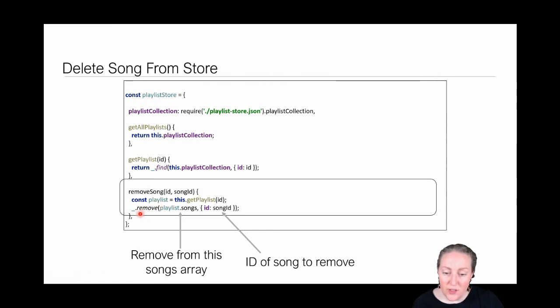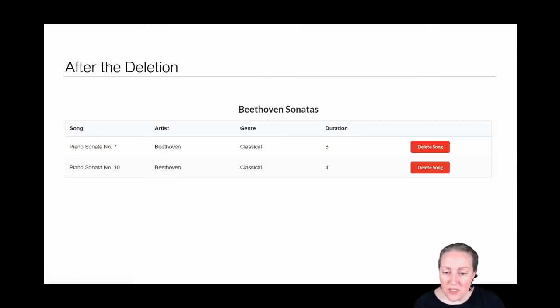And then the next part is going to use this remove method and remove from this playlist that we've gotten the songs array within that. So when we say playlist.songs, it's the songs array within the playlist that we got there in the previous line. And it's going to look for a matching ID based on the song ID that we're passing in here. Okay, so it'll look through and it will find the song with the matching ID and then remove that one. And after the deletion then you should see you're left with the two songs, assuming there were 3 to start with.